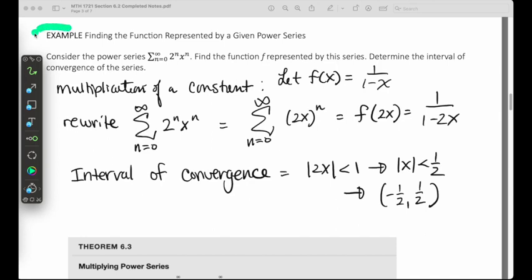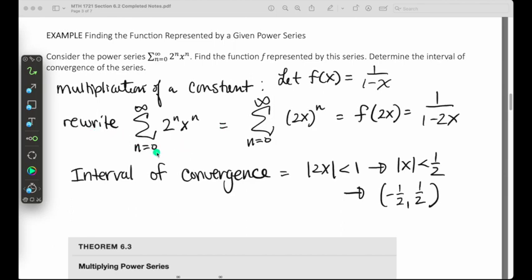In this example, we're going to be finding a new power series by doing multiplication with a constant. Okay, so we're looking at this power series here. We have 2 to the n times x to the n. And we know that f of x is our mother function. It's 1 over 1 minus x. That's what we're basing this on.